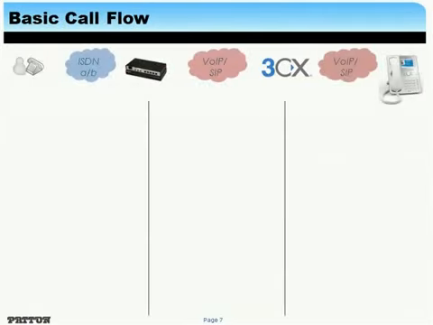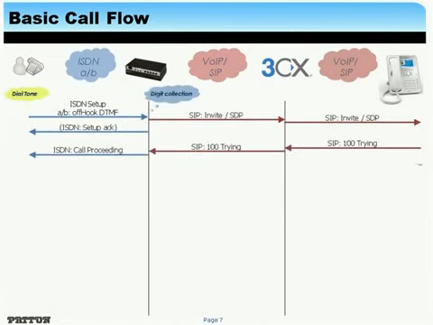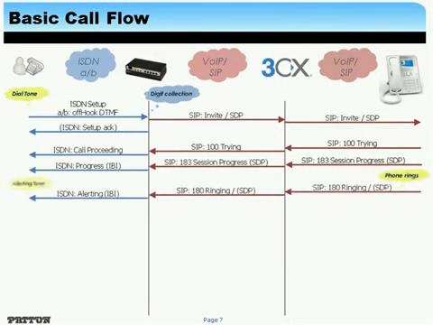Let me show you a basic call flow. On the left side there is an ISDN network, then comes a VoIP gateway, and on the right side there is the SIP network consisting of a 3CX phone system and a SIP telephone. What happens first is there's a call coming from the public ISDN line with an ISDN setup message. The user in the ISDN network gets a dial tone, and the gateway collects the digits if needed, and then forwards the SIP invite to the 3CX phone system. The 3CX phone system looks up the correct extension and forwards the call with another SIP invite to the phone.